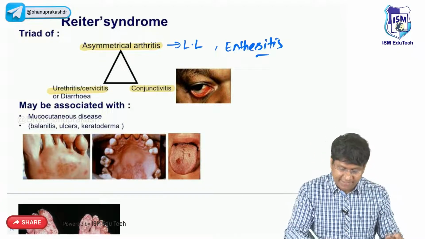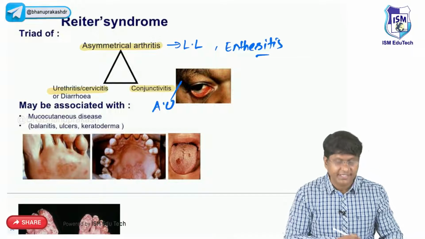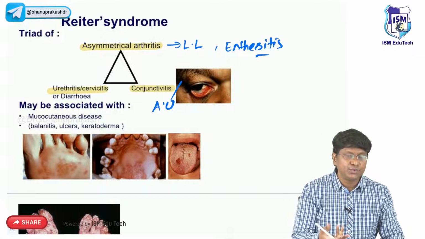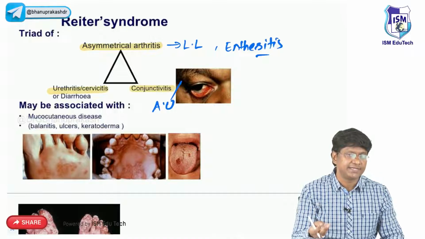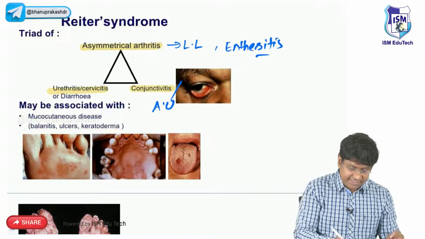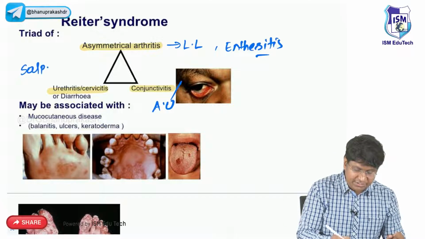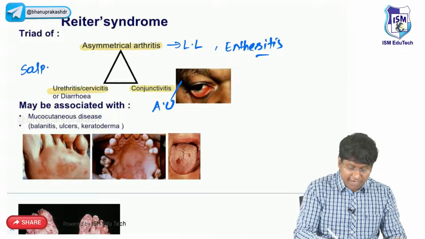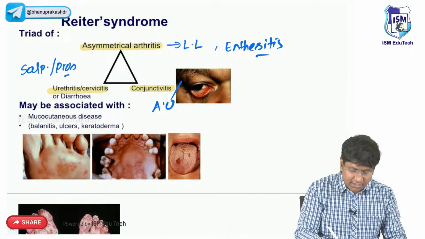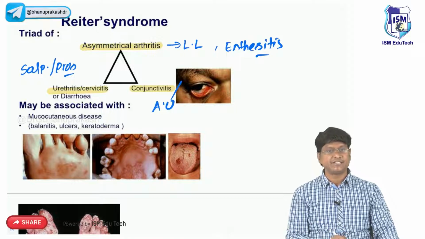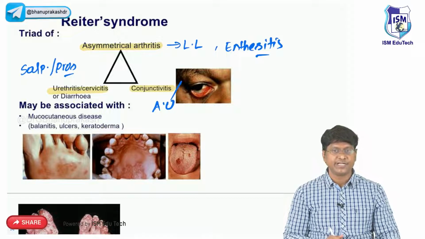Either conjunctivitis can be there, or there can be development of anterior uveitis as well. And the urogenital manifestation can be in the form of urethritis or cervicitis, and in females there can even be fallopian tube inflammation, in the form of salpingitis, or in males even there can be inflammation of the prostate, that is prostatitis. So this will be the urogenital manifestation.